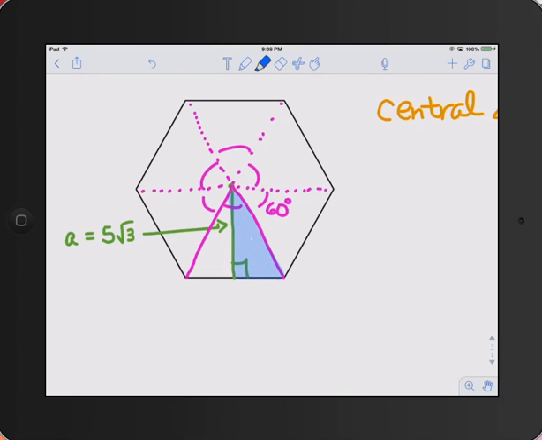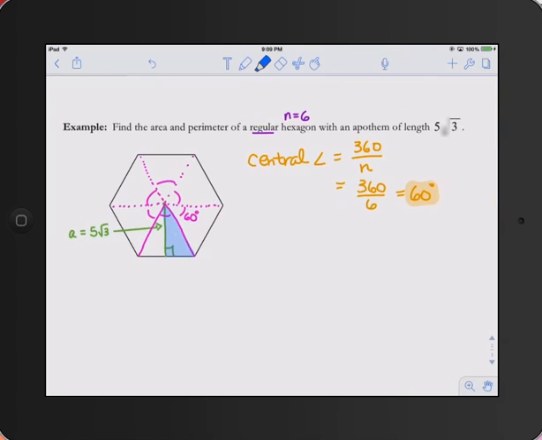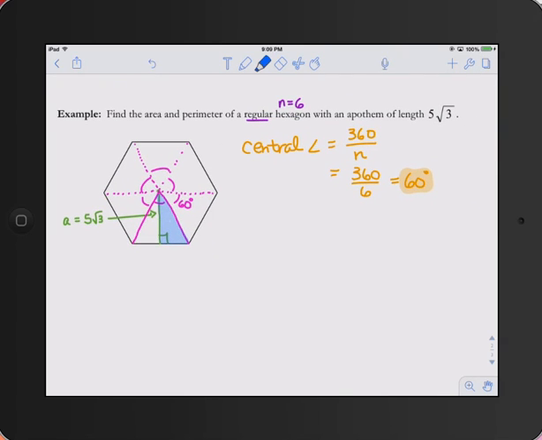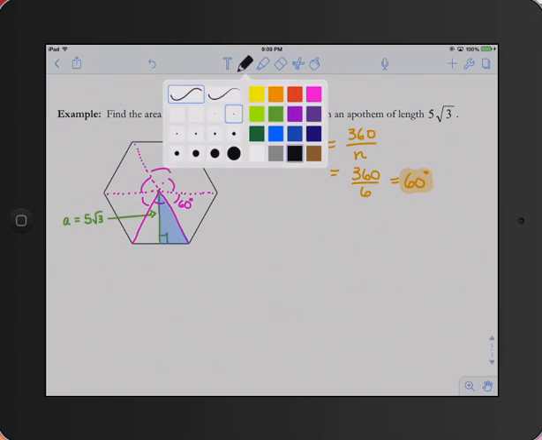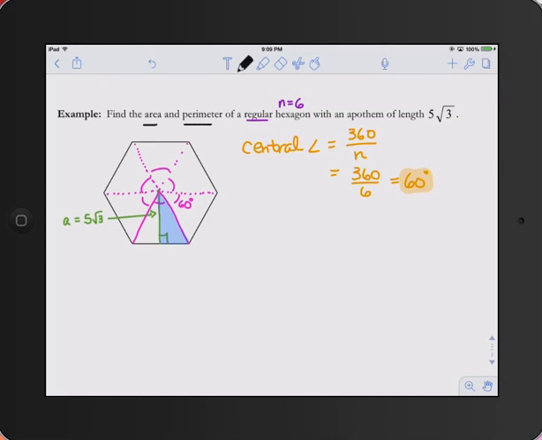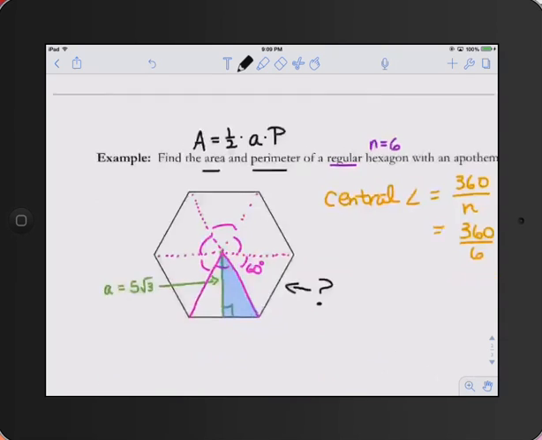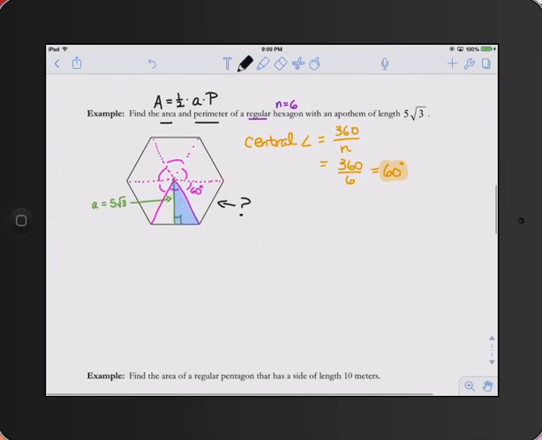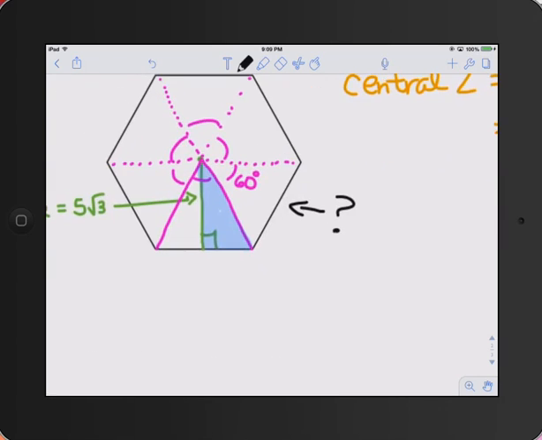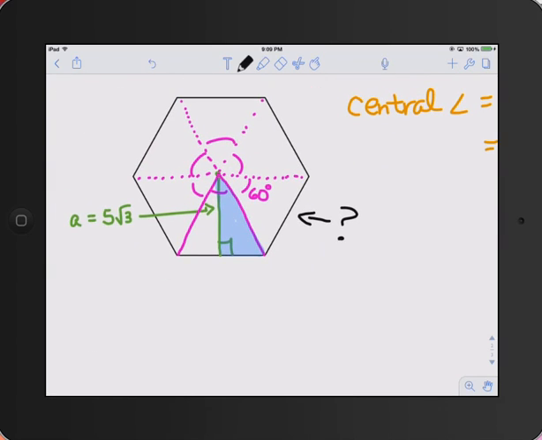We need to find some information. Now remember, for perimeter and for area, those are the two things that they're asking us to find. We need to have some more information. So what does perimeter require? Well, we need to figure out what the side lengths are. What does area require? Well, the area formula was 1/2 times the apothem times the perimeter. We know the apothem, we're good there, but we don't know the perimeter, which means we need to find the side length. Okay, so let's go back to here.